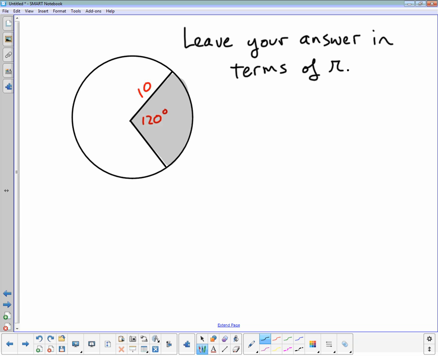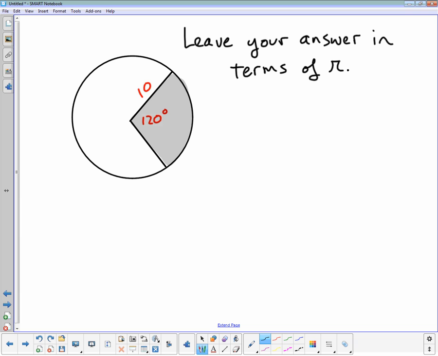So leave your answer in terms of pi. Does that mean? It's saying that your final answer should not be a decimal that you've already put the value of pi into. Okay? There is a pi button on your calculator. You're not gonna use it. Not when the instructions tell you this. Okay?